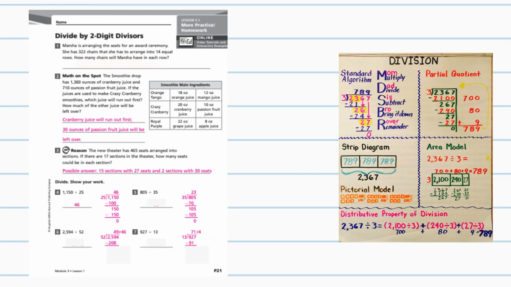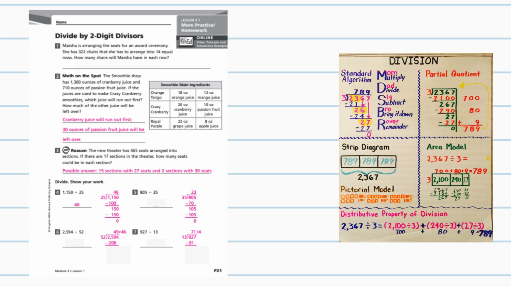All right, guys. So I did give you a lot of support with some of these. Now, the first one I did not. So you're going to have to read through your problem and figure out what the division is going to be. But you're dividing 322 divided by 14 to understand how many chairs Marsha will have in each row.